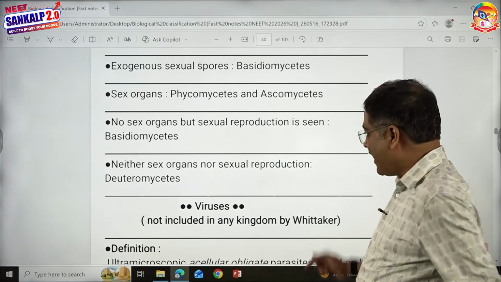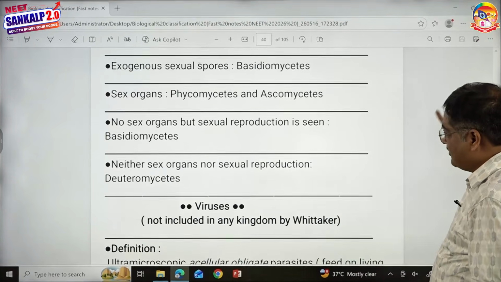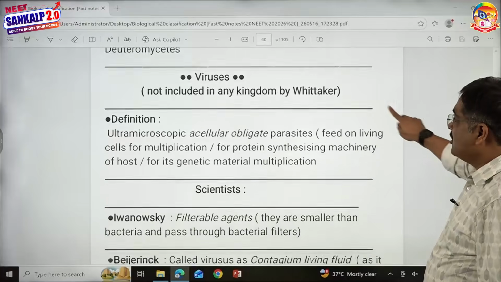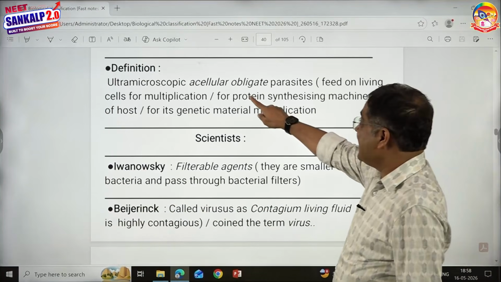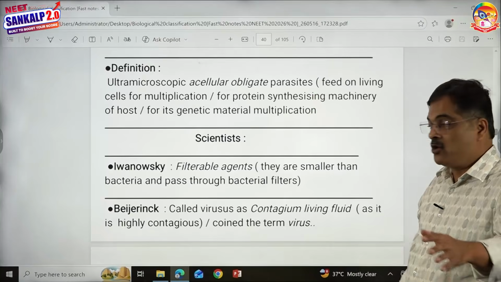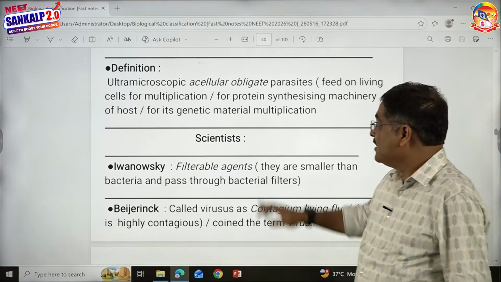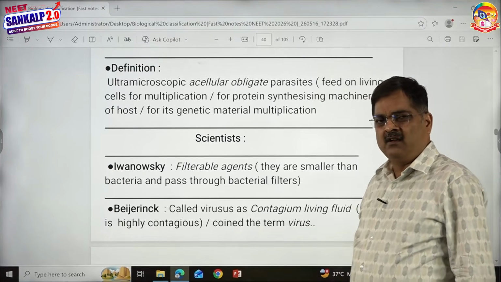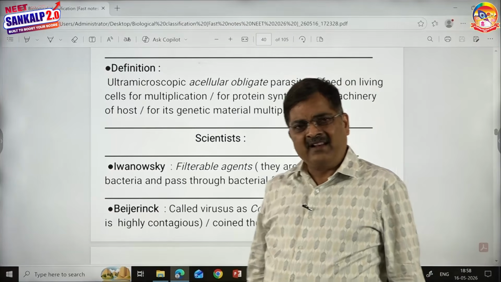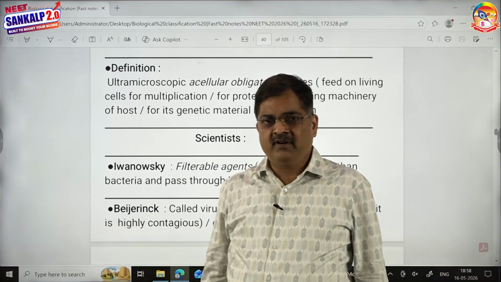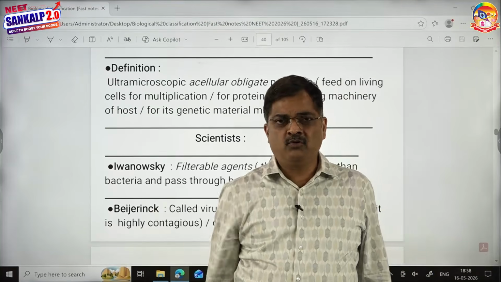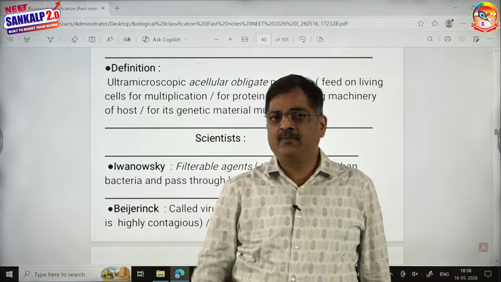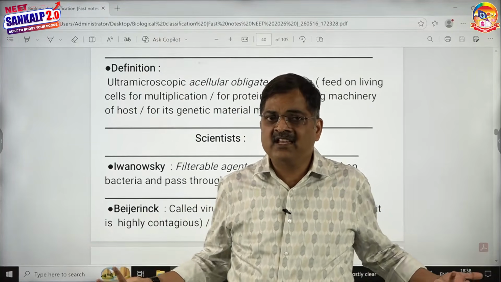Just hold on. Viruses, the last point. With regard to viruses, they are not included in any kingdom by Whittaker. They are ultramicroscopic, acellular, obligate parasites. There are no cells, obligate parasites, which means they always parasitize. Look here, a virus is not feeding on you for water and food. No. A virus is feeding on you for its multiplication because you have ribosomes. Viruses don't have any cell, no ribosome.